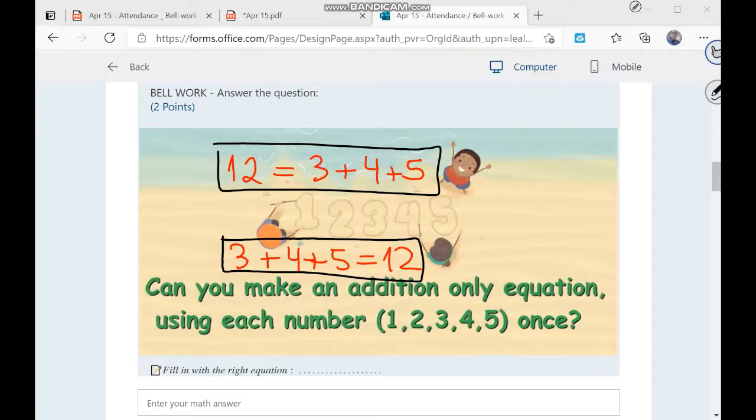The right answer is 12 equals 3 plus 4 plus 5, or 3 plus 4 plus 5 equals 12. If you find another combination that's also a solution, let me know. I tried yesterday. I tried combining 23 or 13 or 15, but I could not find any other combination that will make the right equation. Okay, thank you Raymond, excellent.